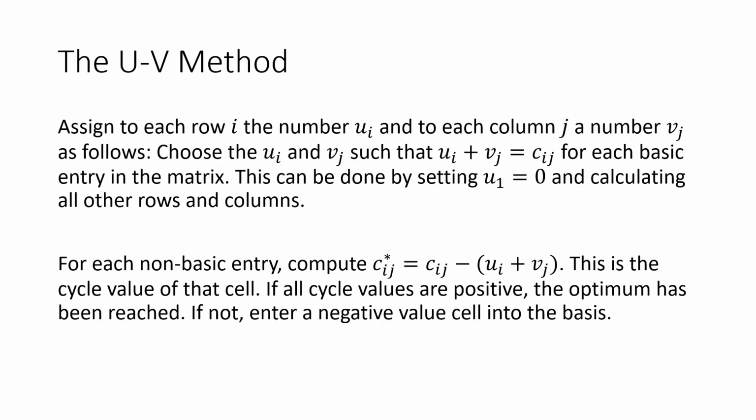And this is something called the UV method. So you assign to each row and each column a number in a certain method, where the Ui plus the Vj equals Cij for every basic entry. And then for all the non-basic entries, you're going to compute this thing. And you find your Cij that is the most negative. If they're all positive, then you've reached your optimum value. So let's see this in action.